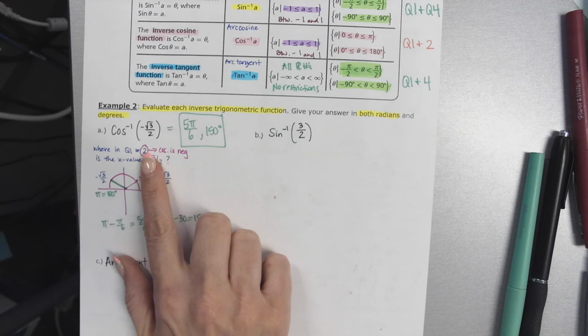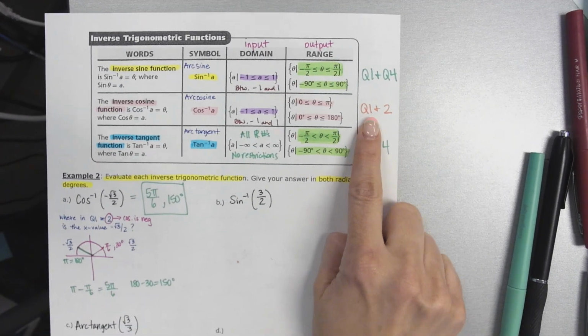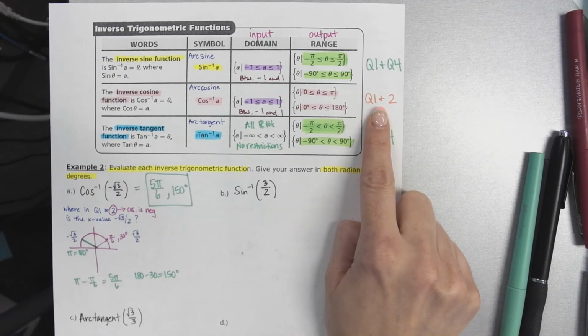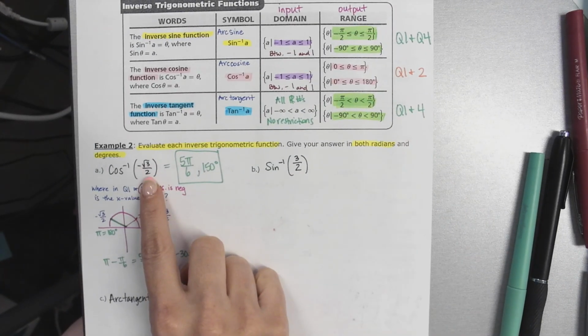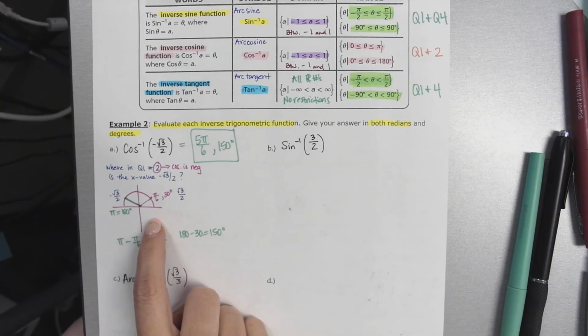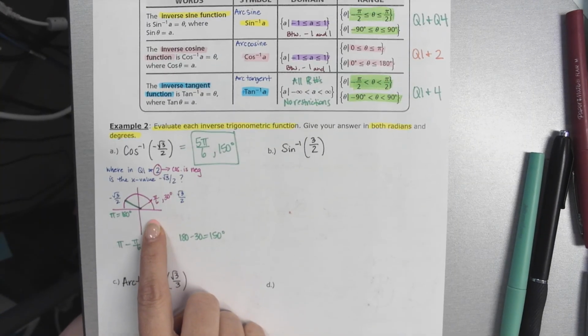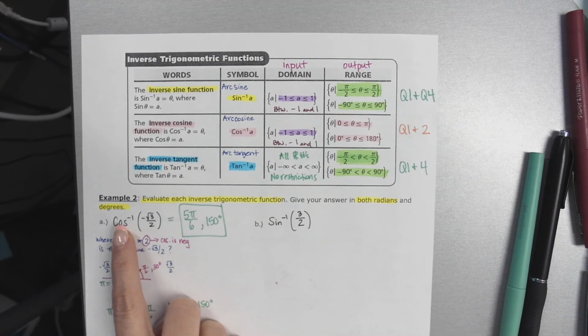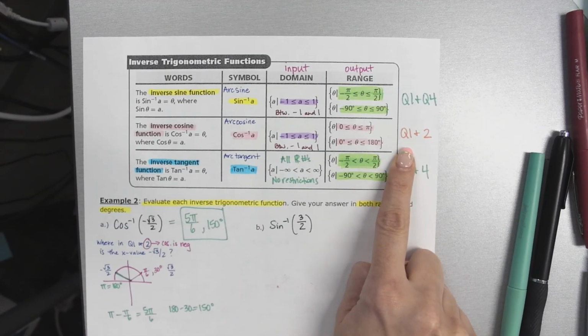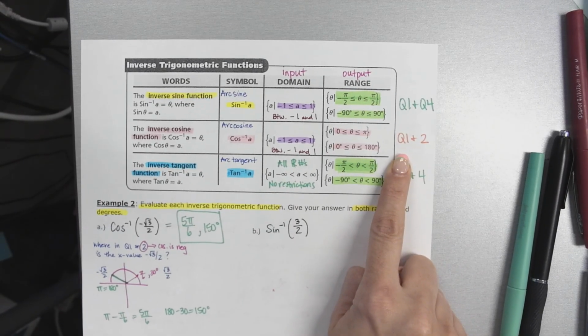Oh, because for the cosine, it has to be in quadrant 1 or quadrant 2. Okay, so that's a good point. On your unit circle, there are going to be two places where it's negative root 3 over 2. One of them is 5 pi over 6. The other one is 11 pi over 6. Because we're using the restricted domain, we have to use the one that is in quadrant 1 or quadrant 2 based on the definition.